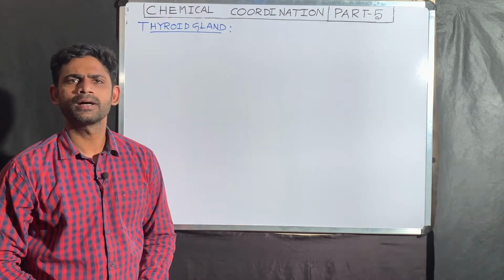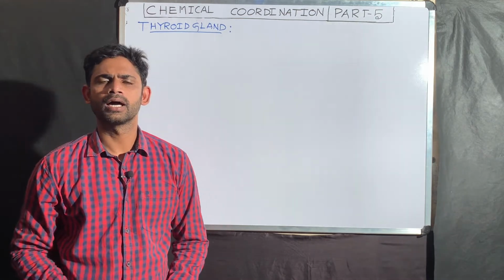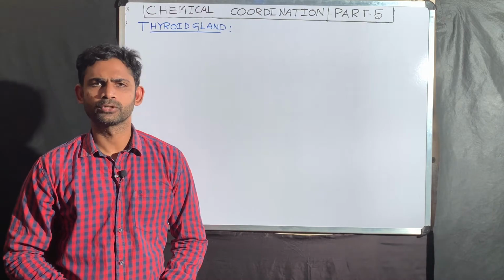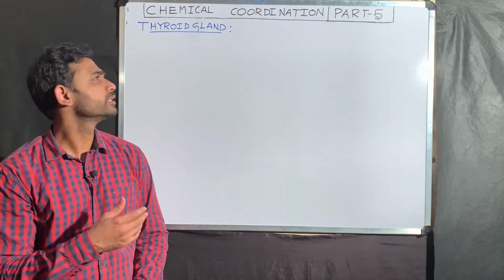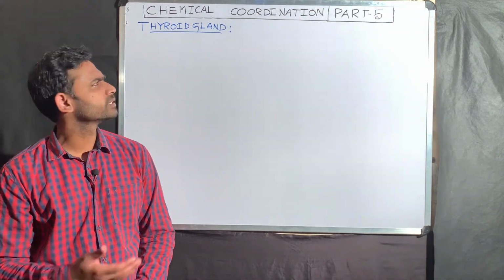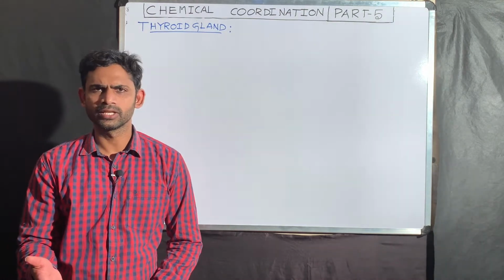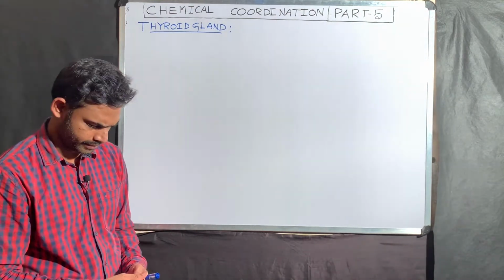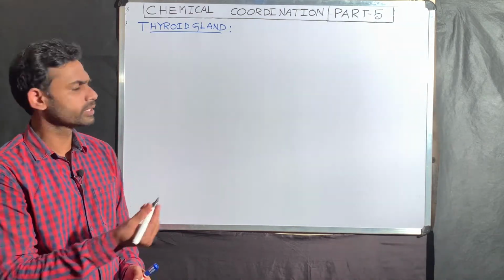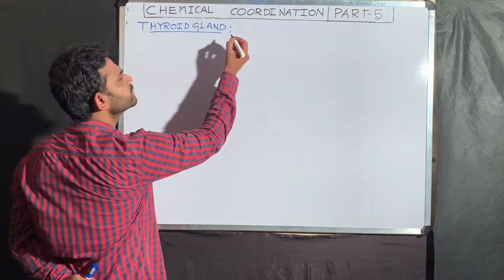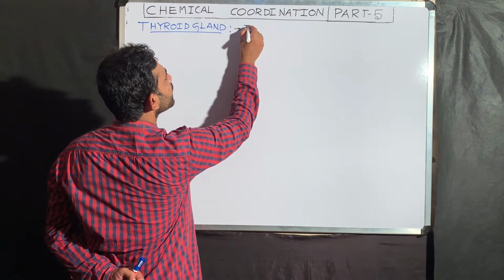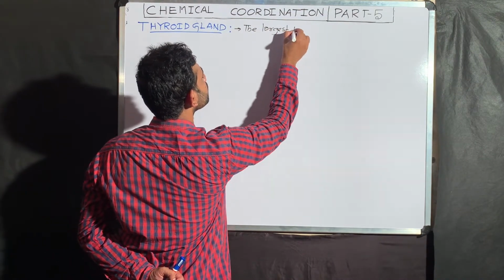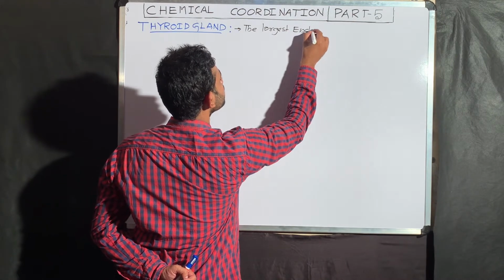In the last part, I explained about the hypothalamus and what are the hormones released by the pituitary gland. And in this part, I am going to continue the same topic, that is chemical coordination and integration, with the thyroid gland. As we know, the important point with reference to the thyroid gland is it is the largest endocrine gland.